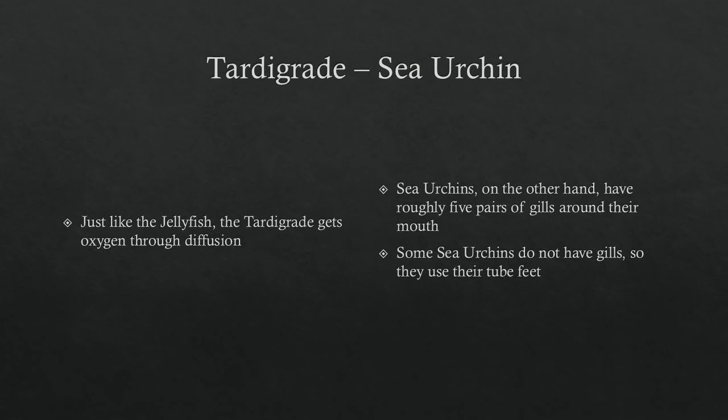Tardigrade, sea urchin. Just like the jellyfish, the tardigrade gets oxygen through diffusion. Sea urchins, on the other hand, have roughly 5 pairs of gills around their mouth. Some sea urchins do not have gills, so they use their tube feet.